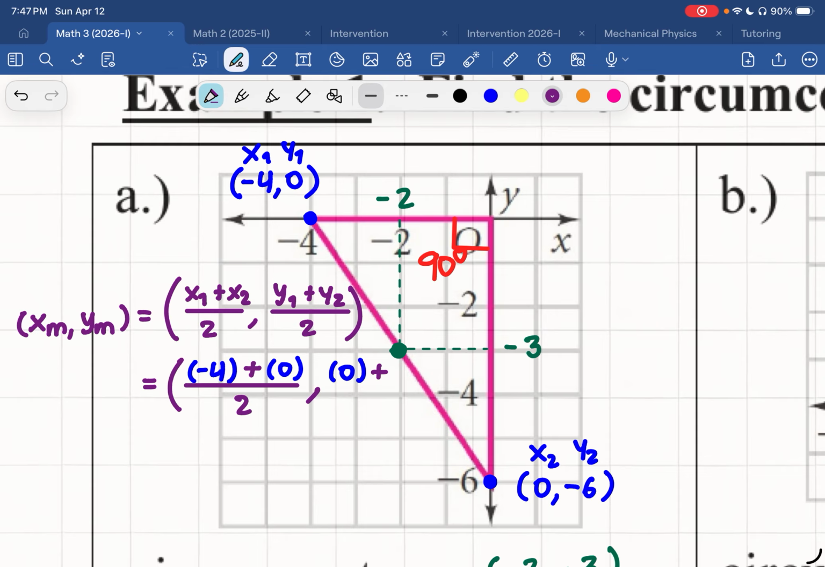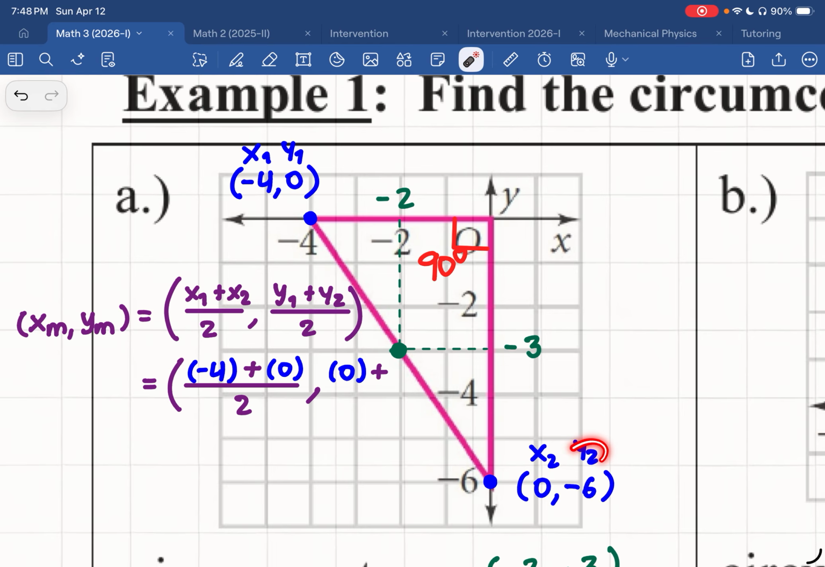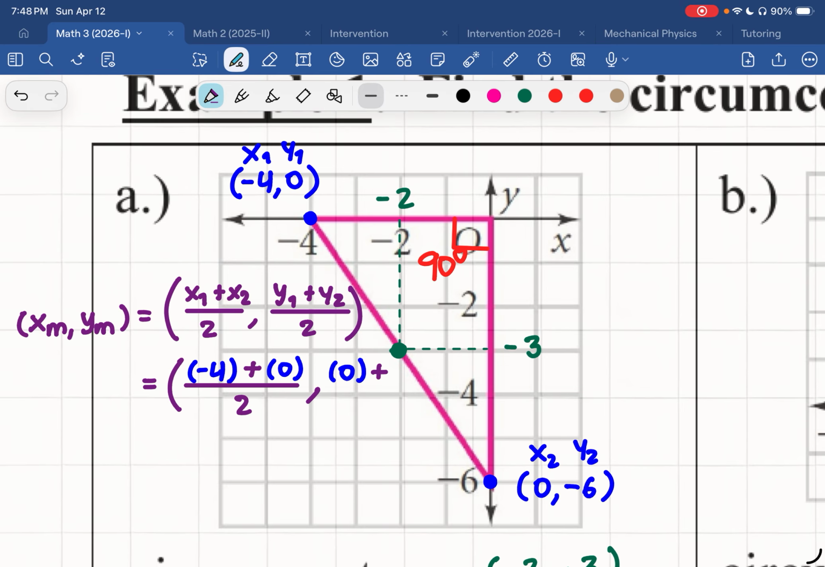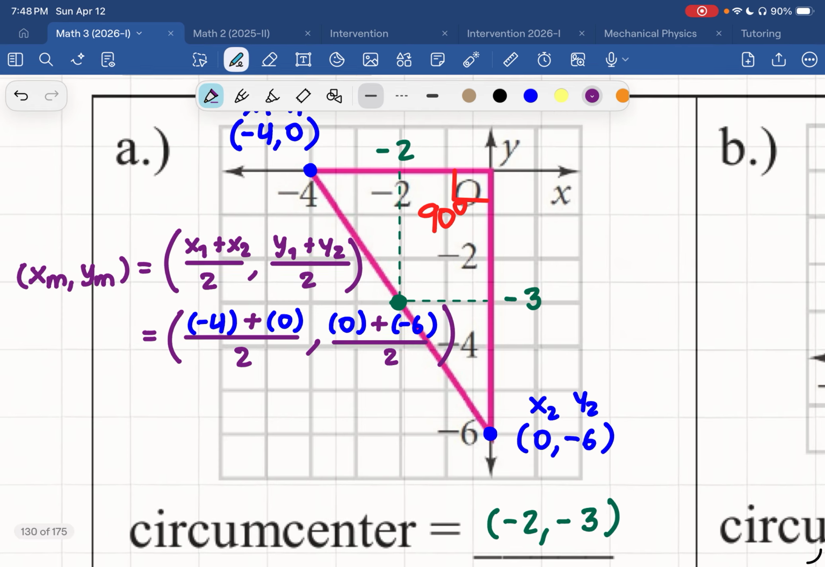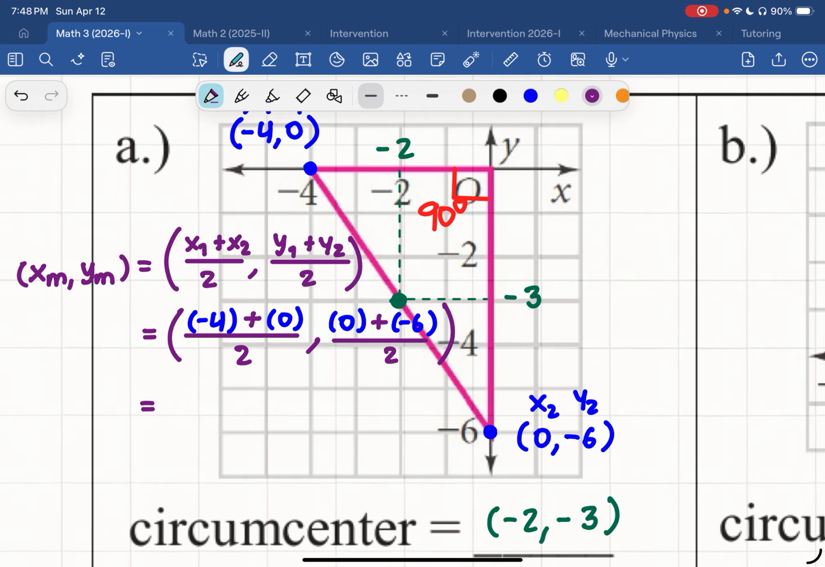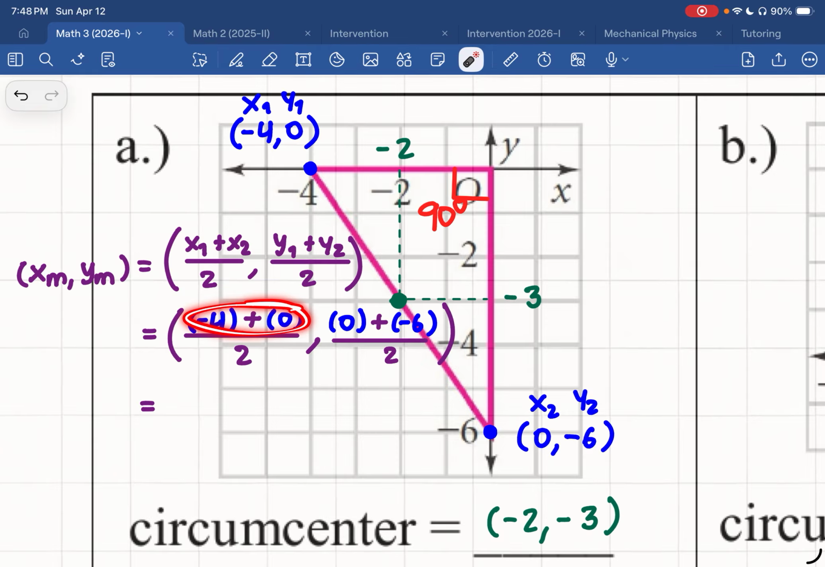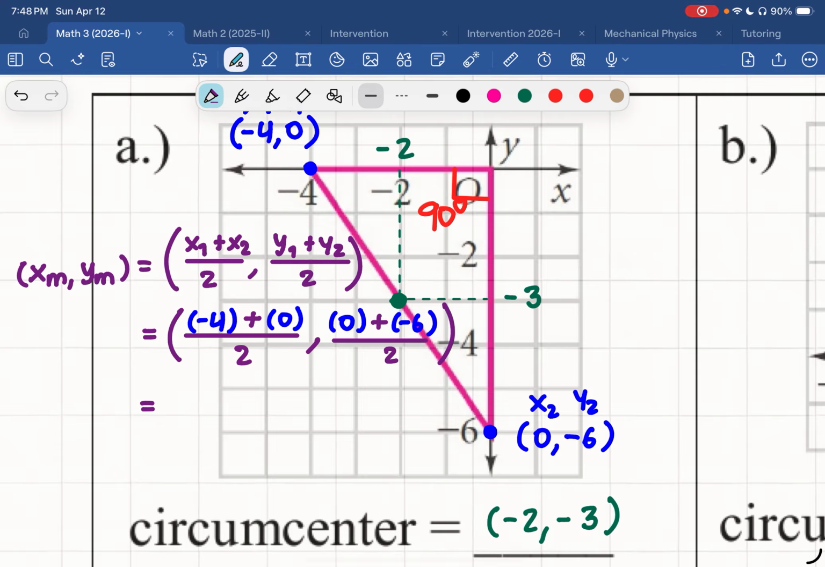Plus y2. Who is y2? y2 is -6. So I'm going to put it here, -6. And we're going to divide this by 2. Okay, let's solve this. So we can say, okay, -4 plus 0 is -4. And -4 divided by 2 is what? -2. So I can say, okay, this is -2, comma.